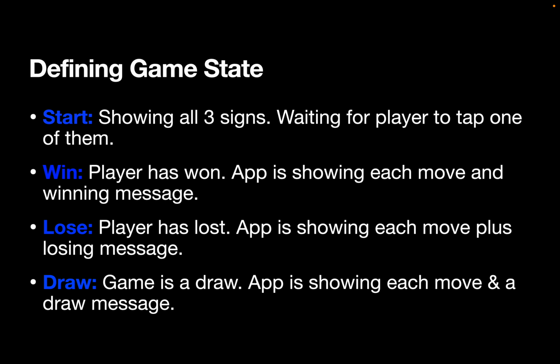The second game state is a specific state where the player has won. So the app shows us the moves and then throws up a winning message. The third game state is when the player has lost. The app shows each move that was made, plus a losing message. And finally, there is a draw, and a draw usually happens when player one and player two throw up the same signs. So the app will show the moves and then some kind of draw message.